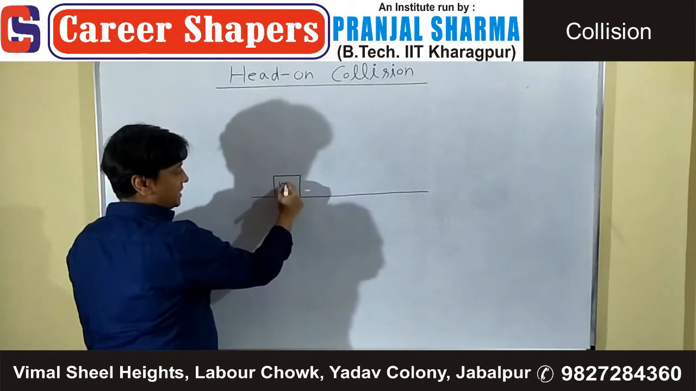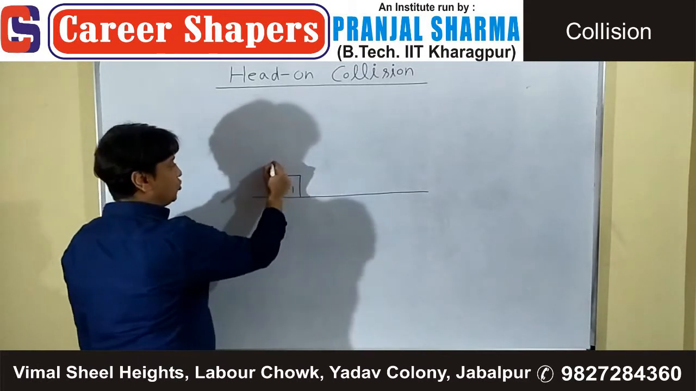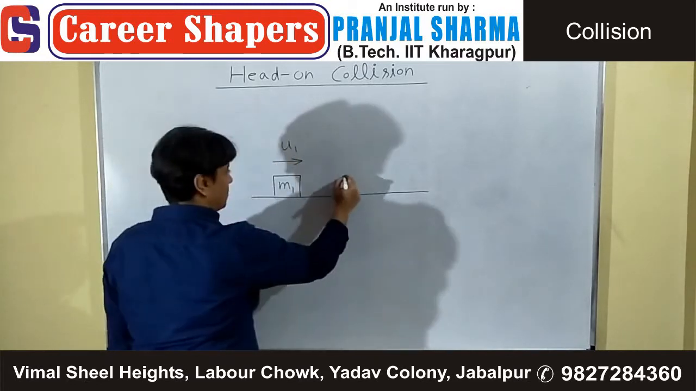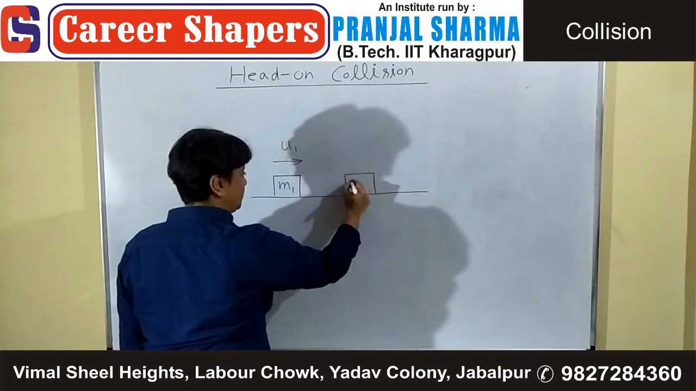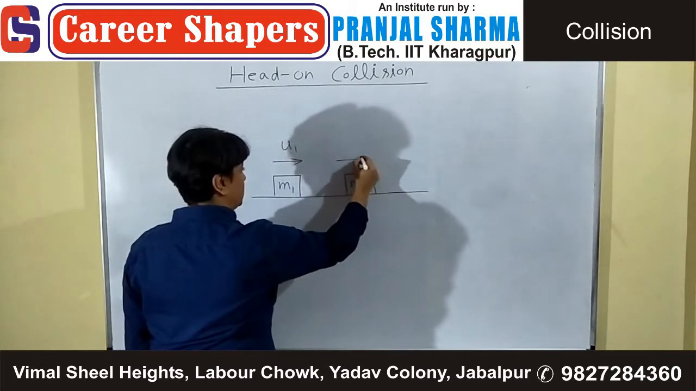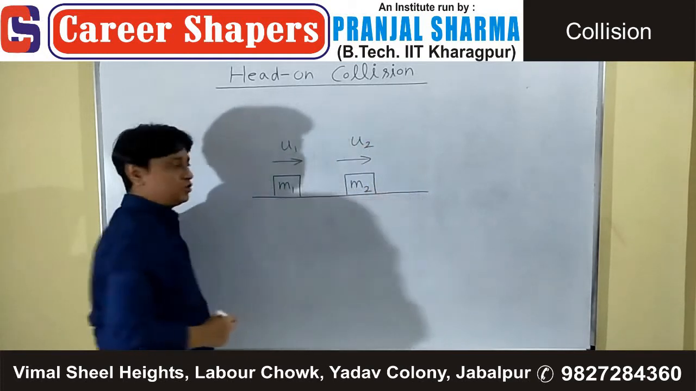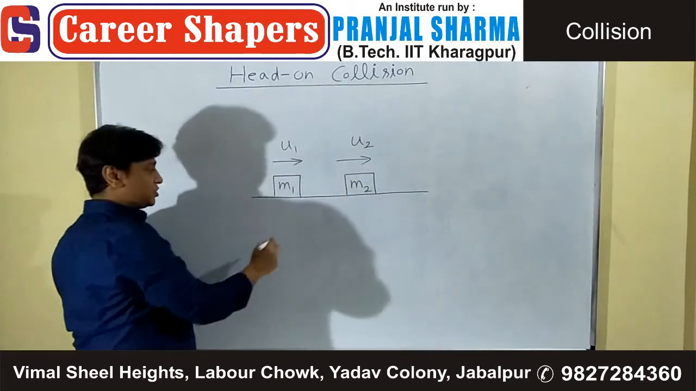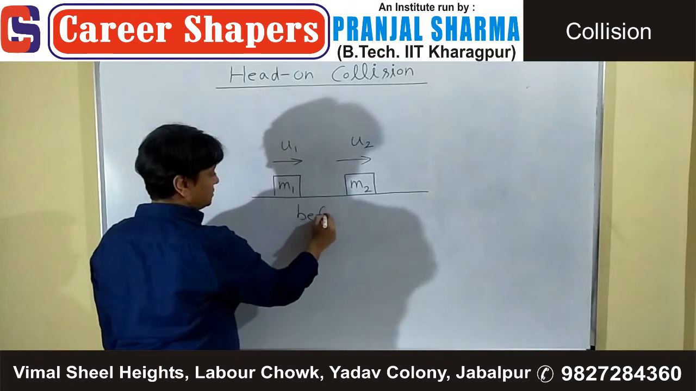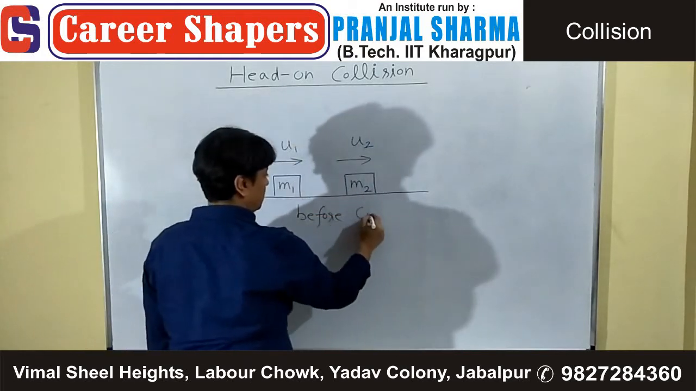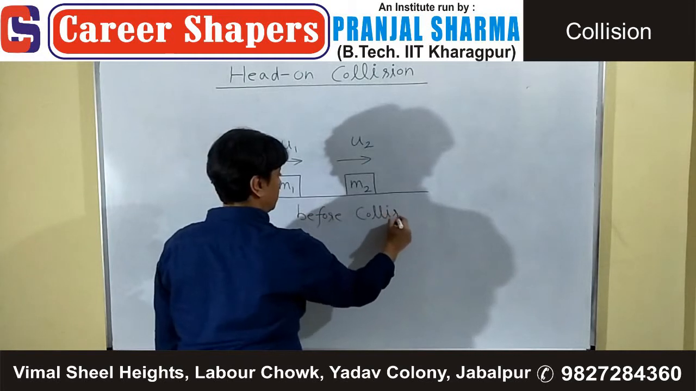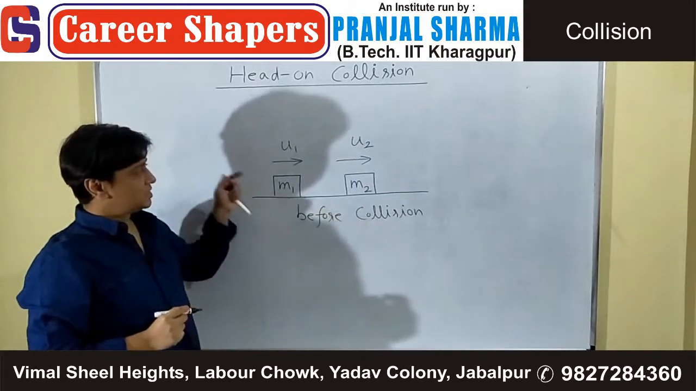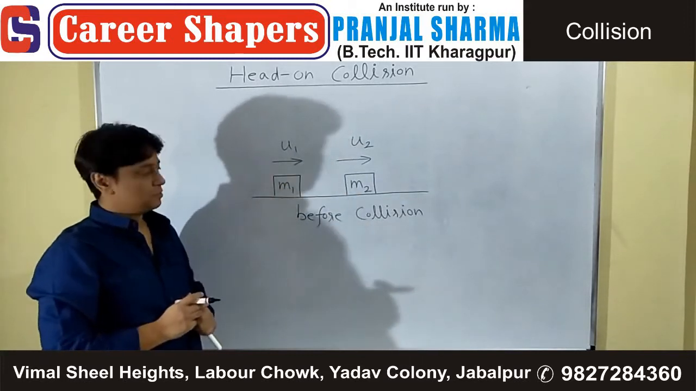We have an object of mass m1. It is moving with velocity u1. Another object of mass m2 is moving with an initial velocity of u2. Now, this information is before collision. Before collision, m1 is moving with u1, m2 is moving with u2.